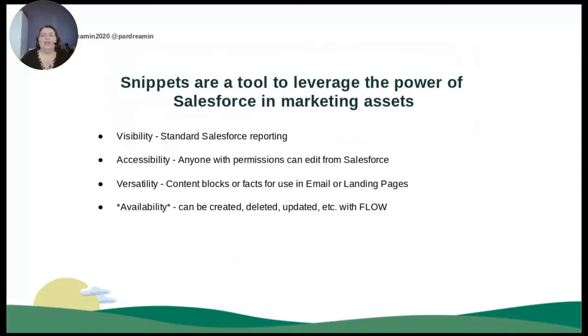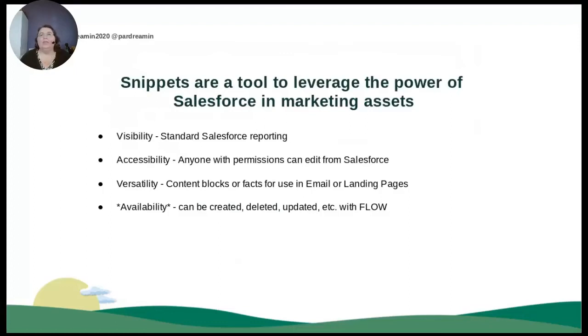Visibility is key. The fact that you can produce a report that is going to show you all of the snippets associated with a campaign, or with all the campaigns if that's what you want, and you can route that report. It's also possible to set up tasks off of them. Because again, it's standard Salesforce functionality. So you're able to leverage that with all the goodies that exist in Salesforce.